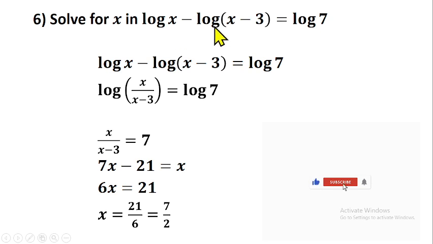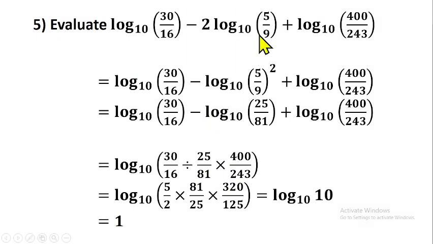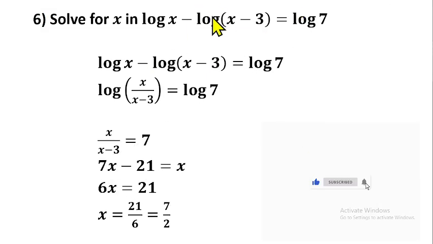Log x minus log (x minus 3) equals log 7. Then how do we solve this? If you look at what we have been solving so far, we have been solving logarithmic expressions, not equations. So let's solve this equation now using the laws of logarithm. We have log x minus log (x minus 3) equals log 7.